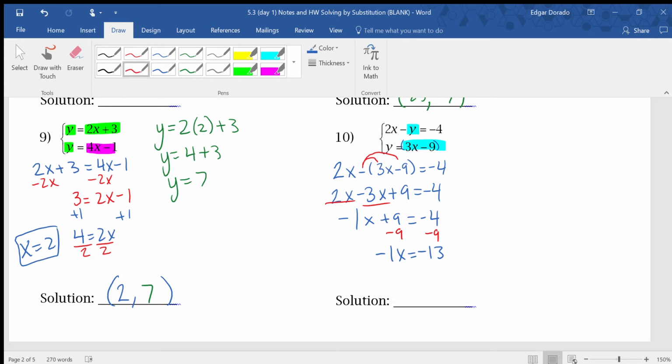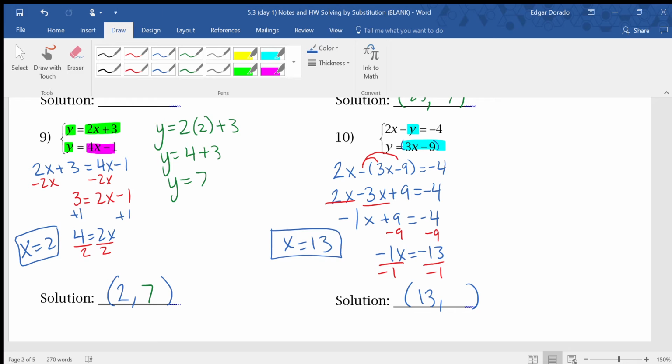I don't want a negative x. I want just an x. So I'm going to divide by a negative 1. So I get a final answer of x equals 13.